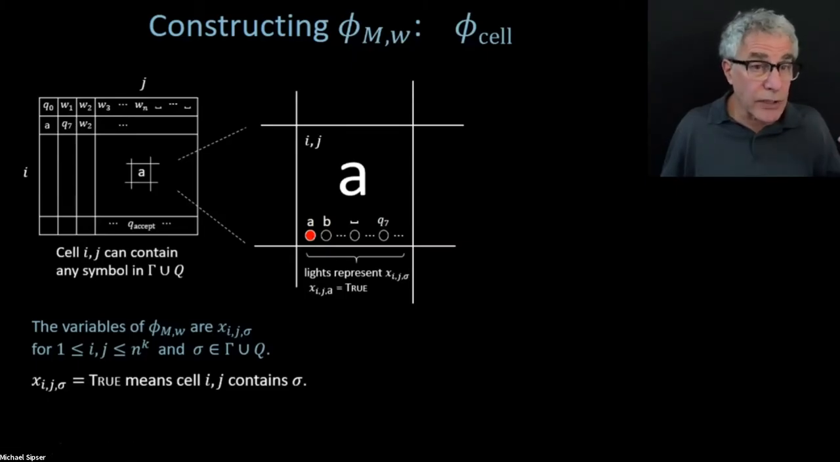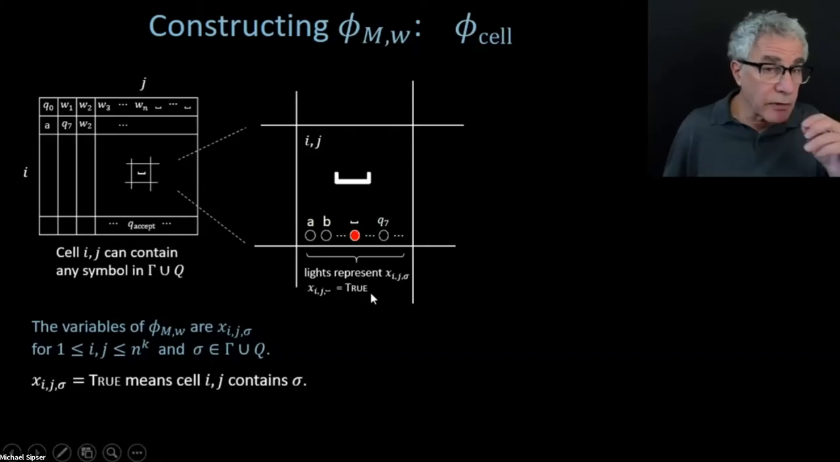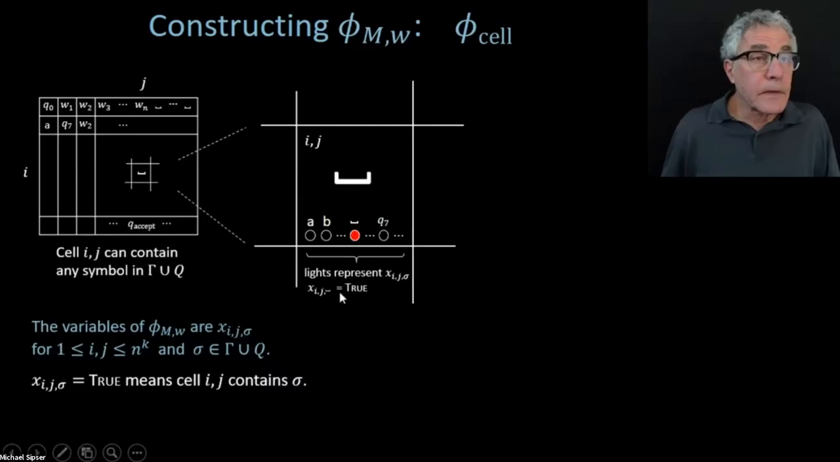There's going to be a light associated with each one of these variables, and it's going to be turned on when that variable is true. Similarly, if the blank symbol is the thing that goes in that cell, then that variable gets turned on. I hope you can see it. Maybe it's a little bit small on your screen. The xij blank variable is true. And similarly, if it's Q7 here, the xij Q7 variable is true. Okay, so that's the way we're going to be encoding the contents of these cells using these indicator variables.